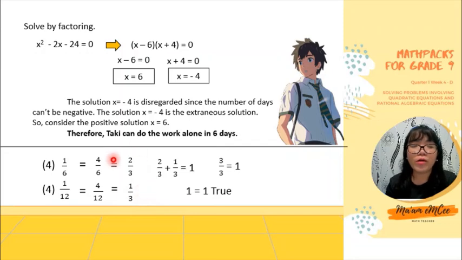So if we add this 2/3, which is the part of the work done by Taki in 4 days, and this 1/3, which is the part of the work done by Hoda in 4 days, then that should be equal to 1 whole work. So 2/3 plus 1/3, 2 plus 1 is equal to 3. Then we copy the common denominator, which is 3. So we will have 3/3. And 3/3 is equal to 1. So 1 is equal to 1. So indeed, our solutions are 6 and 12.